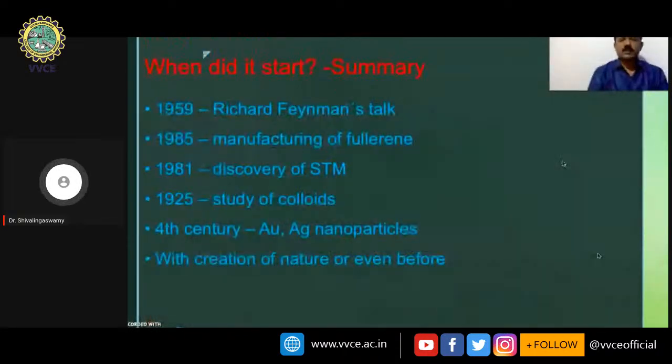This is a summary of the development of nanoscience and nanotechnology. The science or technology, what we call, started in 1959, and we manufactured fluorine, and there was the discovery of the scanning tunneling microscope. In 1925, the colloids were discovered. They all are in nano dimensions.